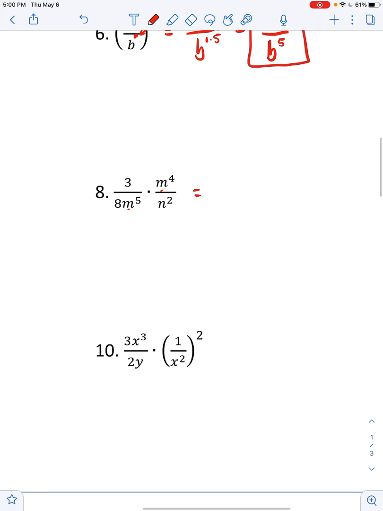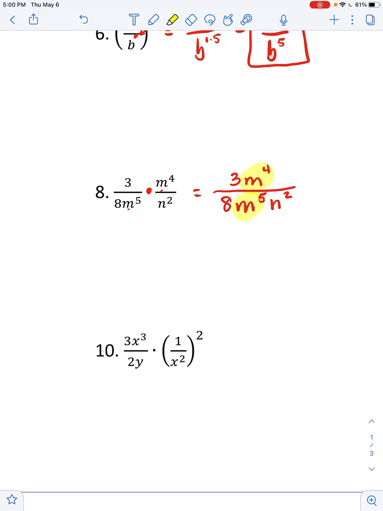Here, I don't like them to be two separate fractions. It gets me kind of confused. So you can take all the tops and write them as one top as long as they are multiplied, which these are. So 3m to the 4. On the bottom, I have an 8, an m to the 5, and then an n to the second. 3 over 8 does not reduce or simplify, but m to the 4 and m to the 5 can.